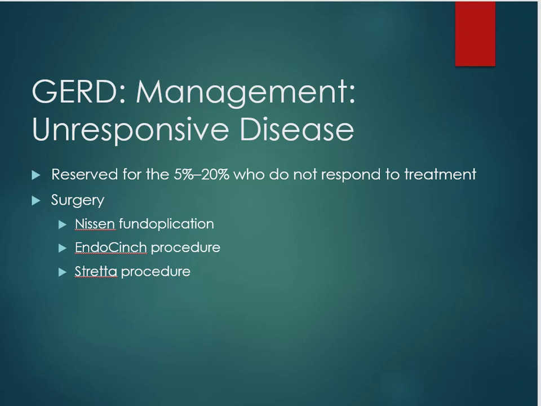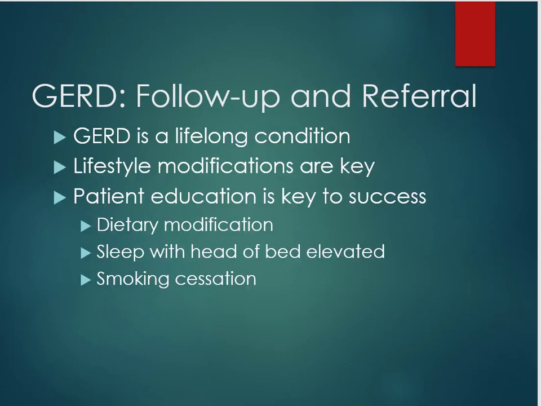You will have that percentage of patients that are unresponsive, and that's typically between 5 and 20% who do not respond to treatment, and they may need a surgical intervention such as a Nissen fundoplication, Endocinch procedure, or a Stretta procedure. We won't go into the specifics of those. You can find more information in the book, but these would be folks that would have gone to GI.